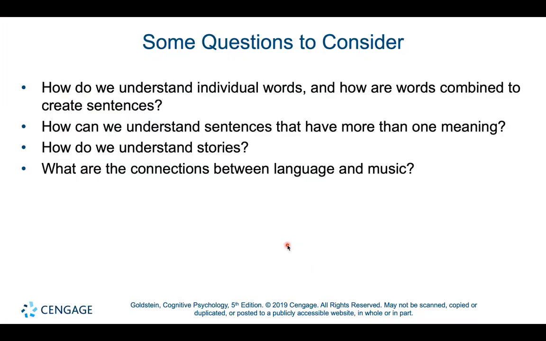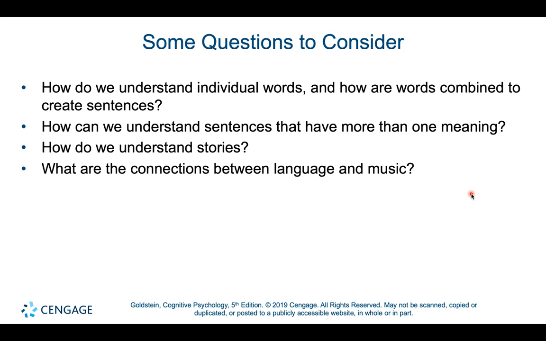So, some questions that we're going to want to consider across this chapter. How do people understand individual words, and how do words combine to create sentences and thus meaning? How can we understand sentences that are sort of ambiguous in their meaning, or words that are ambiguous in their meaning? How do we resolve this ambiguity? How do we understand stories and sort of sequences and scripts? And are there any connections between language and music, which in and of itself is a really interesting area of study?